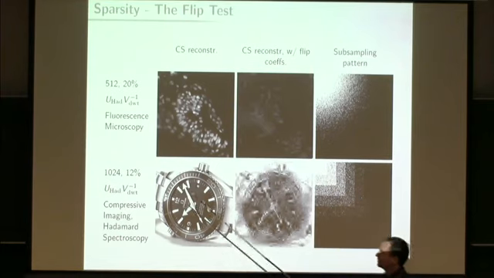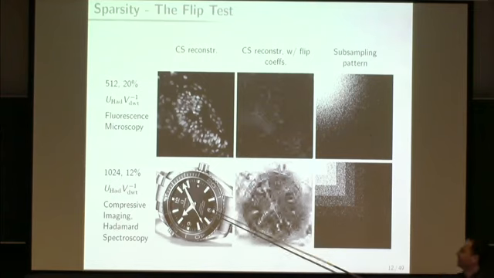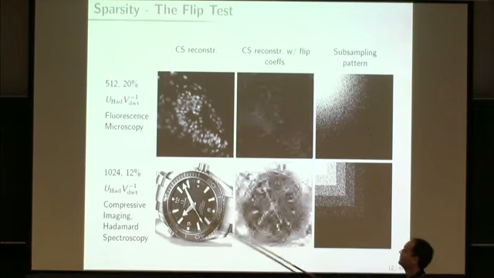I could do this in compressive imaging or Hadamard spectroscopy. It's the same thing. This is a very different sampling scheme than that. I can recover very well. This is with 12%. I flip the coefficients, and it doesn't work.